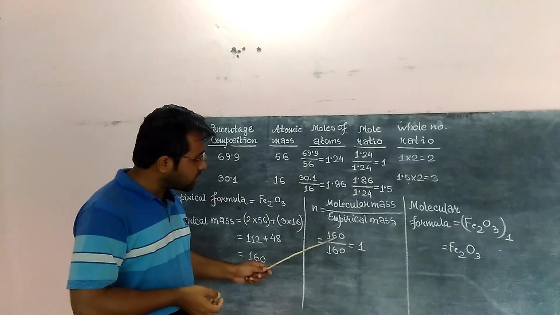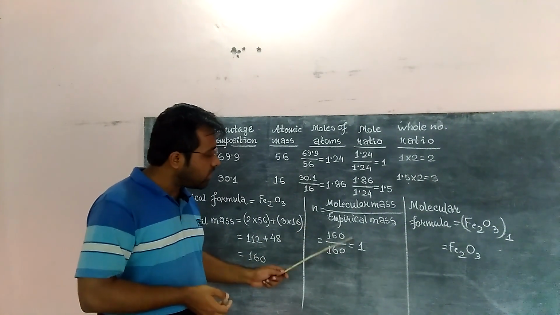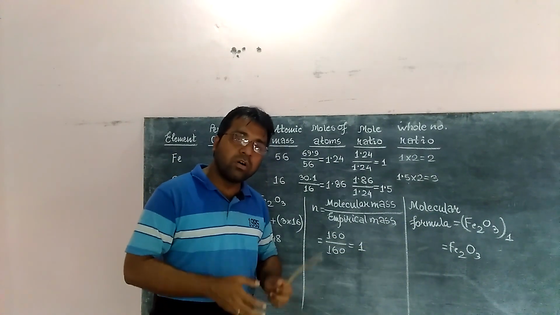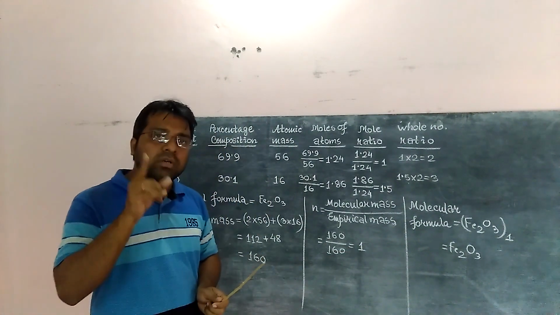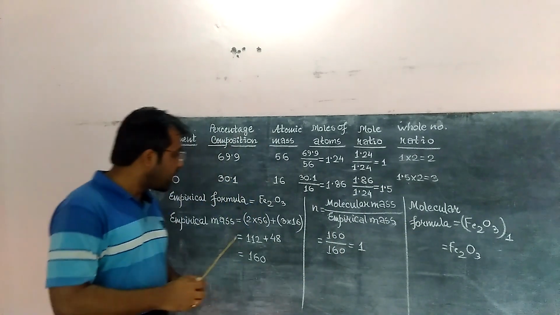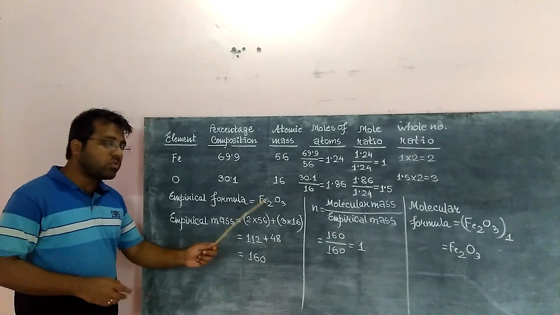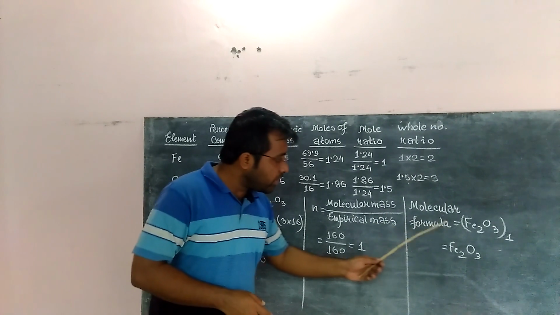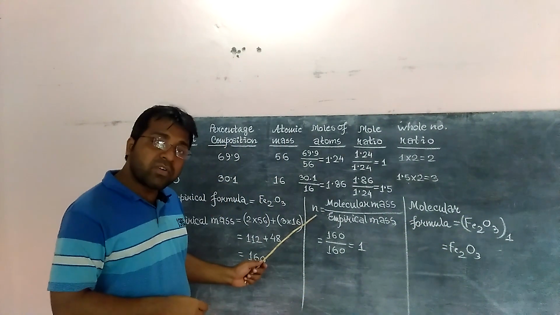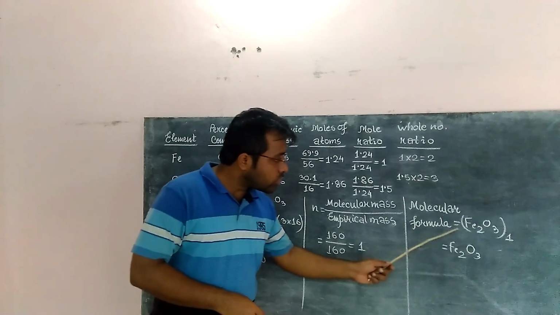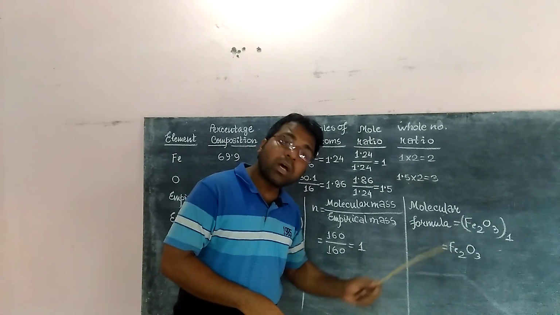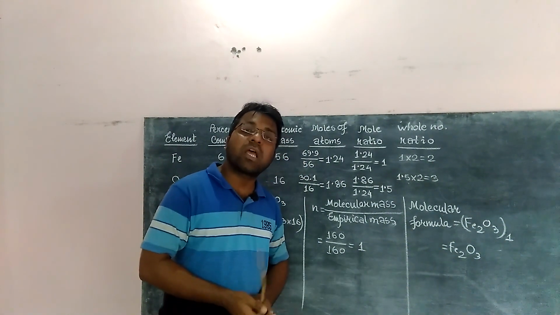So the result is equal to 1. The value of N is equal to 1. Now in order to find out the molecular formula, as you know, molecular formula is equal to empirical formula into N. So what is the empirical formula here? Empirical formula is Fe2O3. So Fe2O3 multiplied by how much? What is the value of N? Value of N is 1. So molecular formula is equal to Fe2O3 into 1. So the ultimate result is Fe2O3.